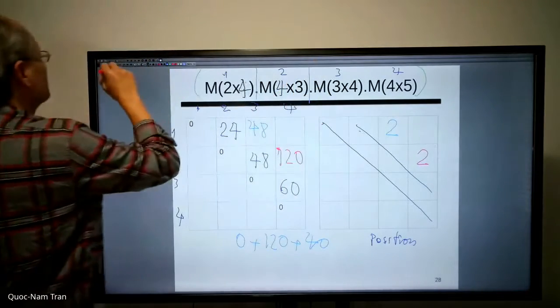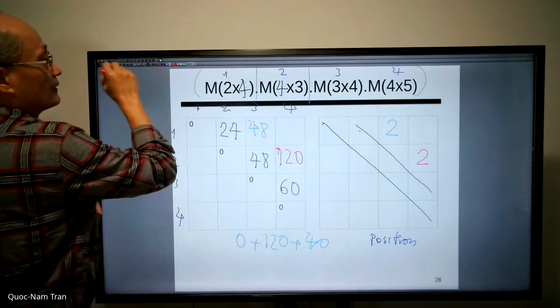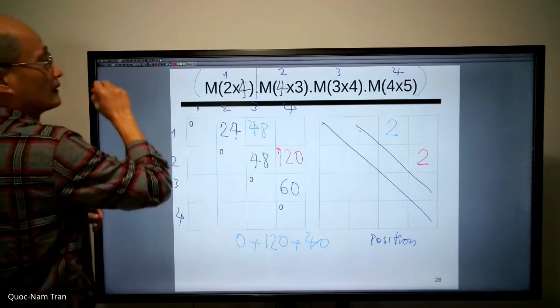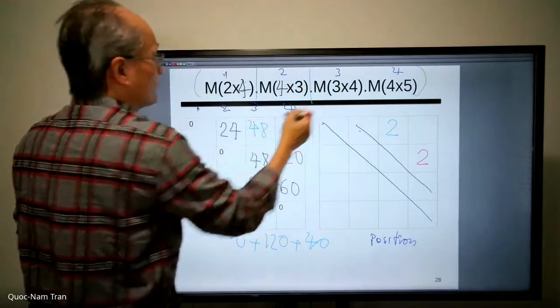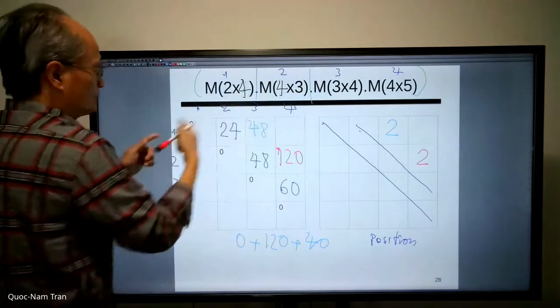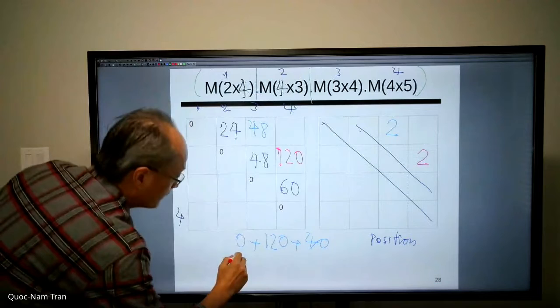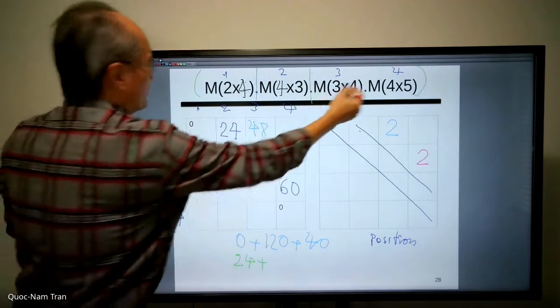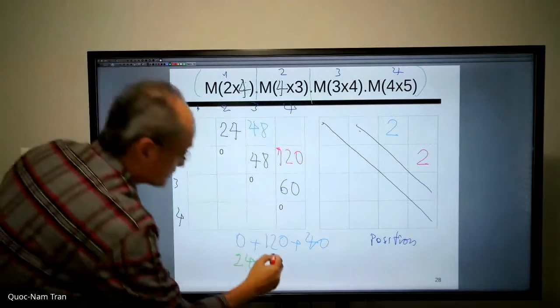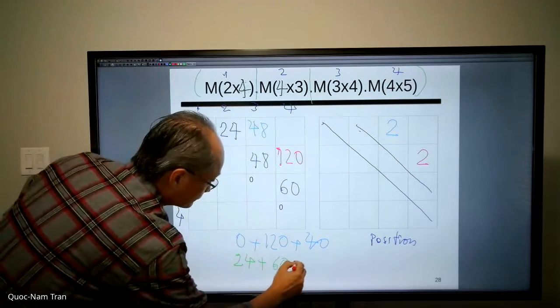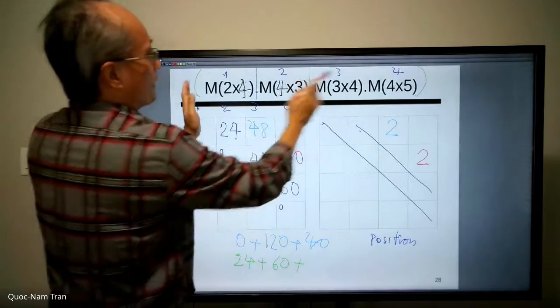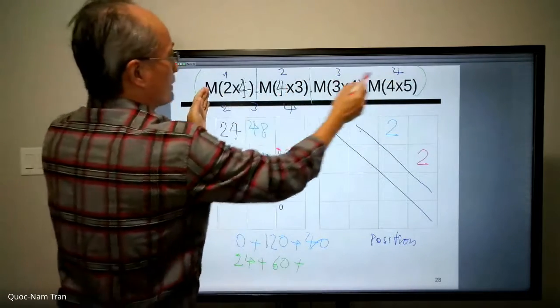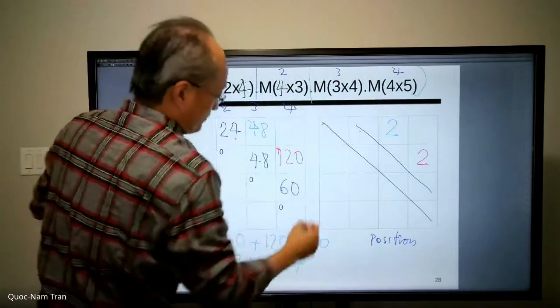The second way is here. Oops, need to change the color. Okay, we have 1 to 2. 1 to 2 is 24. 3 to 4 is 60. And the cost for multiplying them is 2 times 3 times 5. Okay, 30.